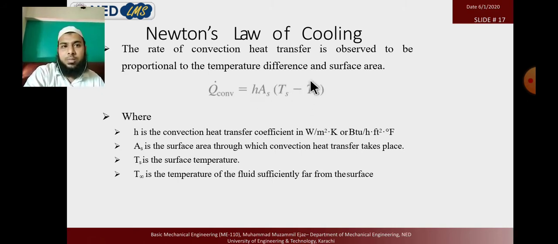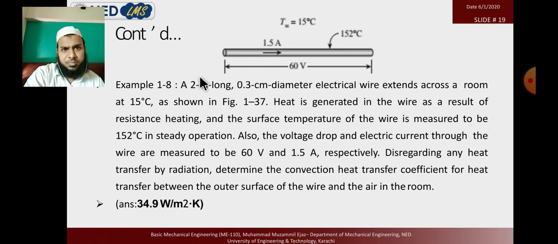And the greater the temperature difference, the greater the heat transfer. In example 1.8, a 2-meter long electrical wire extends across a room at 15 degrees centigrade. As shown in figure 1.37, heat is generated in the wire as a result of resistance heating, and the surface temperature of the wire is measured to be 152 degrees centigrade in steady operation.